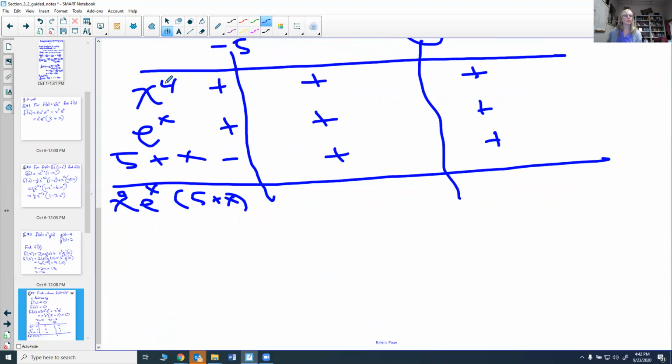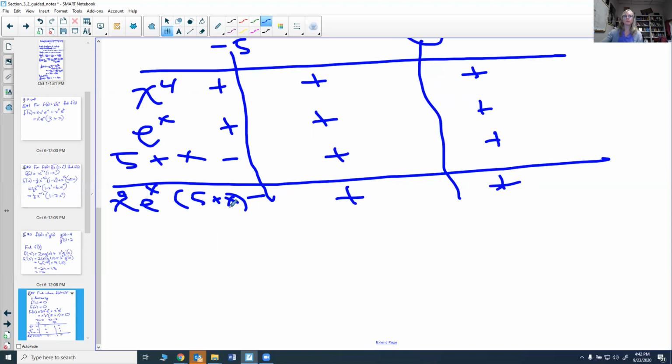I want to take x to the 4th, I want to take e to the x, and I want to take 5 plus x and multiply them together. So if I take a positive number times a positive number times a negative number, I'm going to get a negative number here. If I take a positive number times a positive number times a positive number, it will be positive. Same with this one.